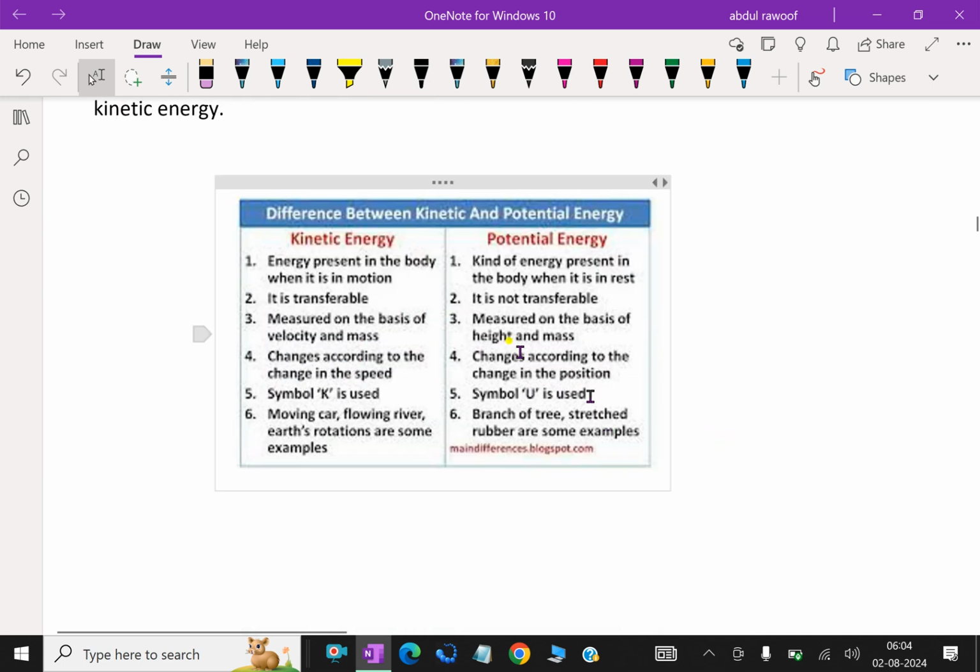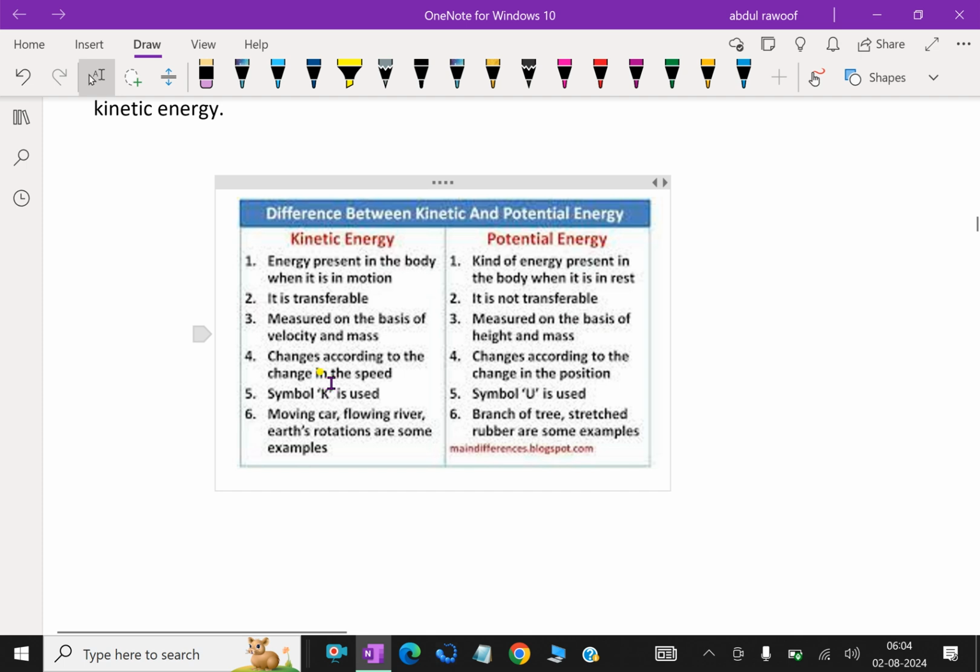Difference between potential and kinetic energy. Kinetic energy is present in the body when it is in motion, but potential energy is about its position. Kinetic energy is transferable. Potential energy is not transferable. Kinetic energy is measured on the basis of velocity and mass; potential energy is measured on the basis of height and mass.